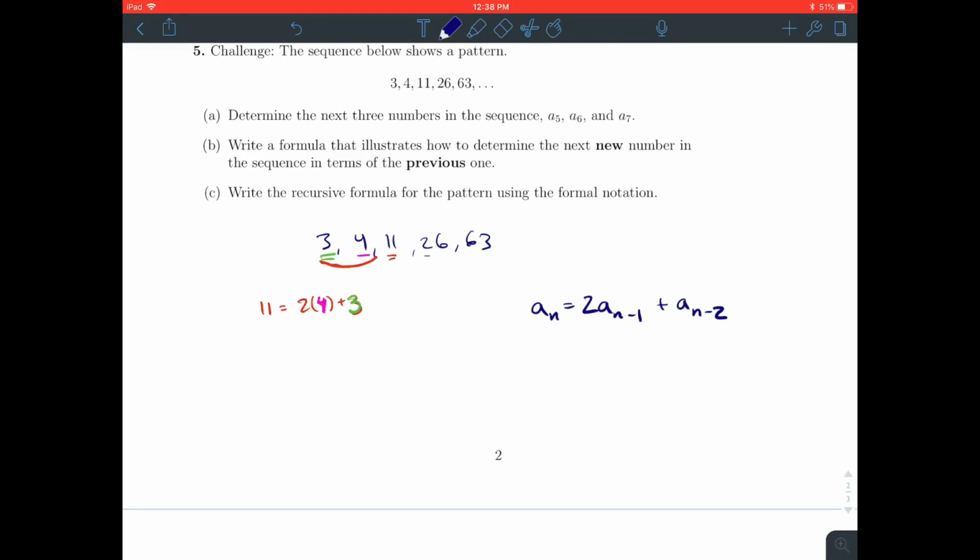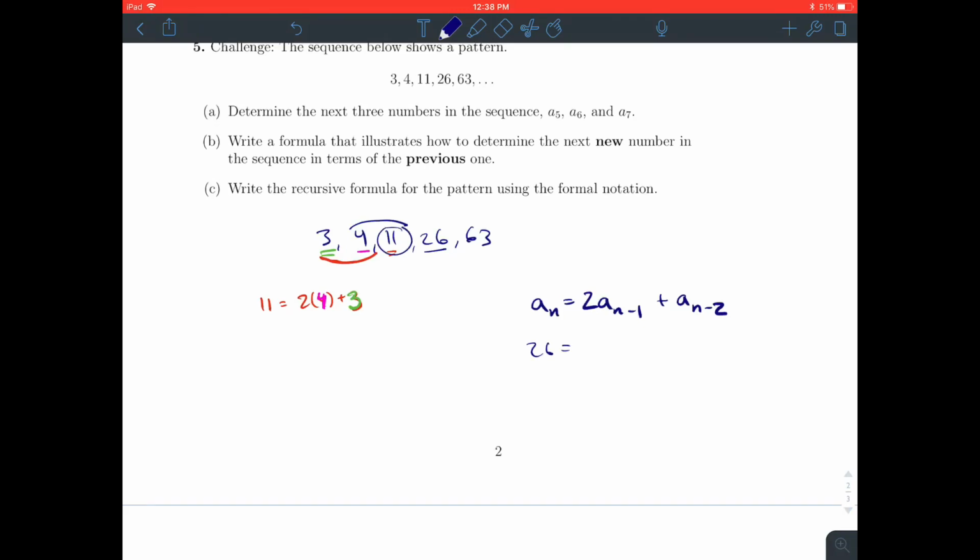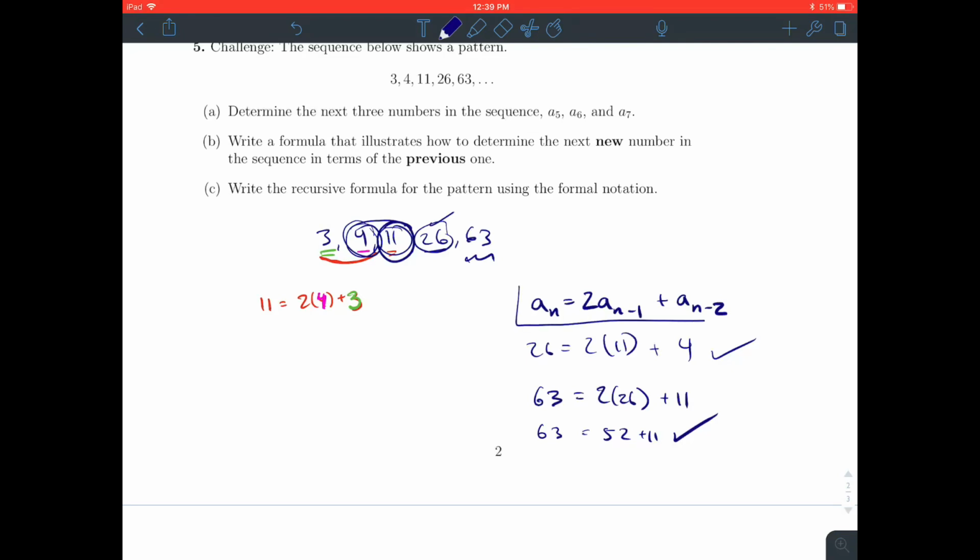Let's see if this continues to work. So to get 26, we have 4 and 11. So 26 equals 2 times the previous plus the previous, the one that came 2 before. That is 26, so that does work. To check it with 63, we're supposed to do 2 times the previous value, so 2 times 26, and then we'll look back at the one that came before that, 11. Let's see if this works. 63 equals 52 plus 11, and that checks out as well. So it looks like we have our recursive formula for this sequence.